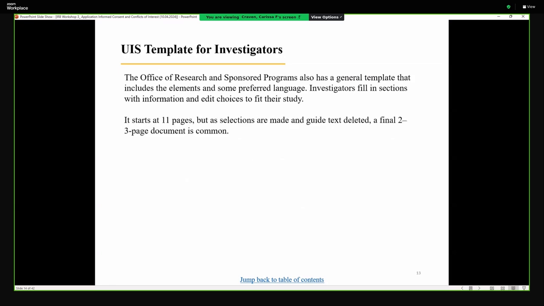It does start looking a little daunting. It is 11 pages, but it has sections of guide text, it has choices. So you delete the guide text and the irrelevant choices as you go. And typically it'll reduce to about a 2 or 3 page informed consent document.